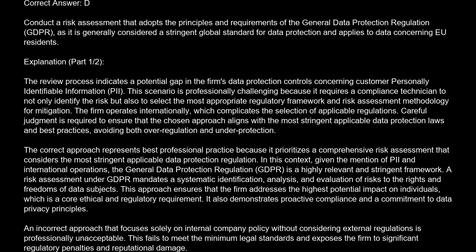The correct approach represents best professional practice because it prioritizes a comprehensive risk assessment that considers the most stringent applicable data protection regulation. In this context, given the mention of PII and international operations, the General Data Protection Regulation, GDPR, is a highly relevant and stringent framework. A risk assessment under GDPR mandates a systematic identification, analysis, and evaluation of risks to the rights and freedoms of data subjects. This approach ensures that the firm addresses the highest potential impact on individuals, which is a core ethical and regulatory requirement. It also demonstrates proactive compliance and a commitment to data privacy principles.